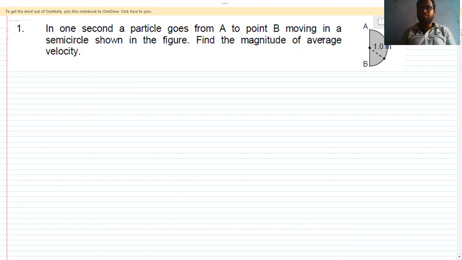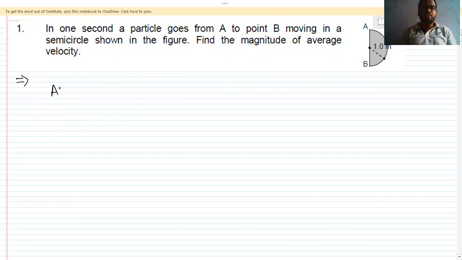In the first question, we have: in 1 second a particle goes from point A to point B, as you can see over here, moving in a semicircle shown in the figure. Find the magnitude of average velocity, right? So we want to find the average velocity in this case. Firstly, I'll tell what average velocity is.